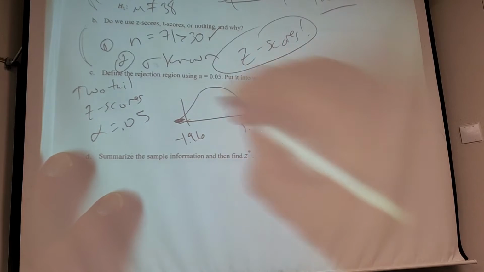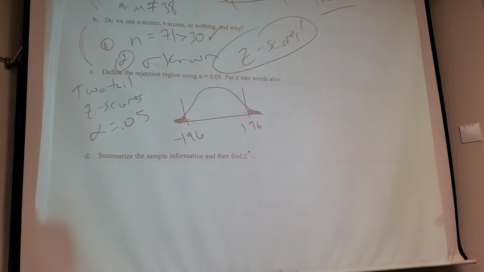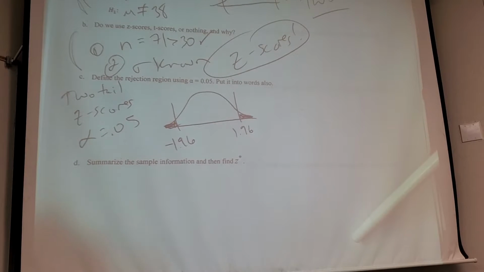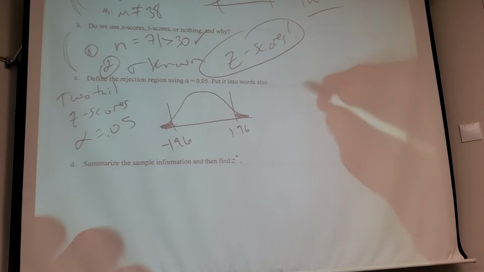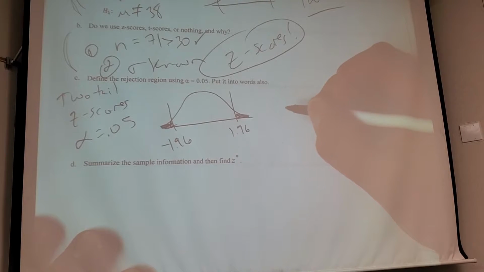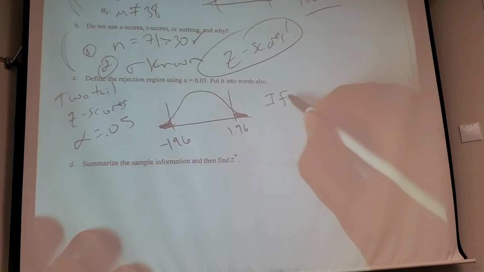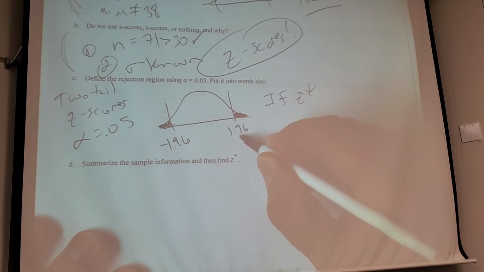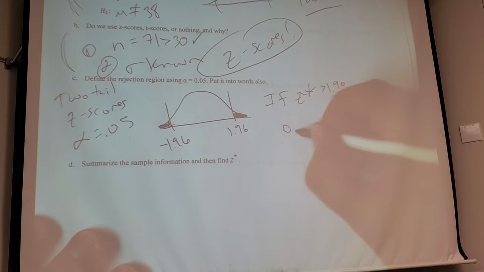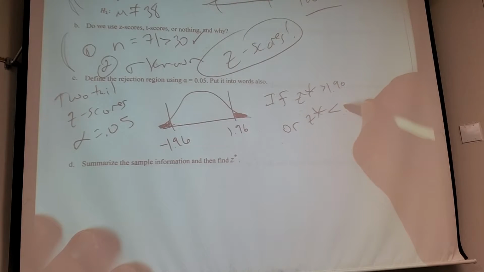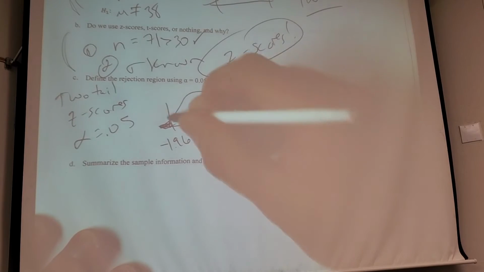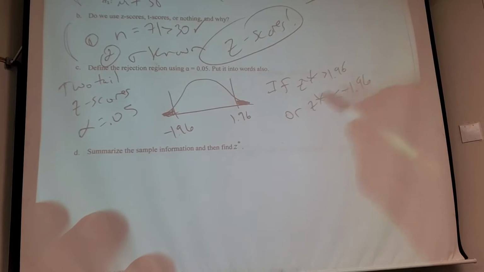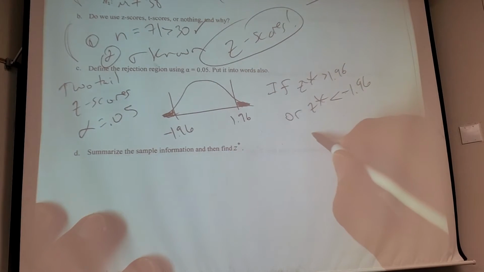So what do I put here? Shade in where the evidence would be. So that's my rejection region. Oh, and I forgot about that, didn't I? Oh, come back to it. How do I say this in words? If Z star is, how do I get in here? Greater than 1.96 or less than negative 1.96. So if I'm really far away from the middle, then it looks like the middle is wrong.